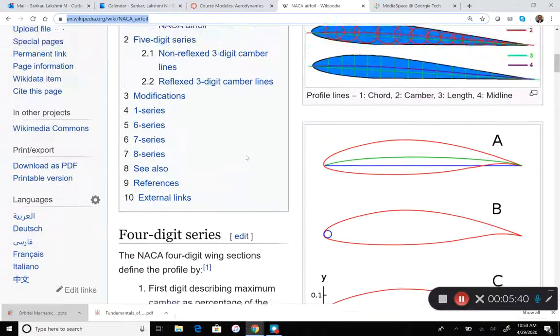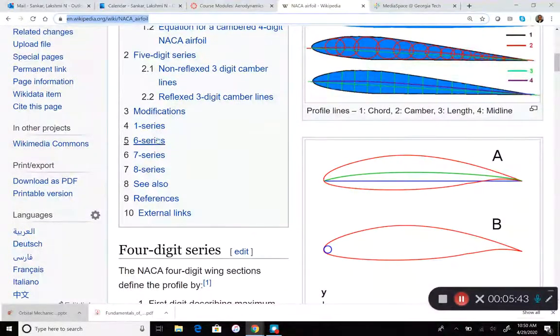NACA also has got 5-digit, 6-digit, 7, and so forth. At some point, they stopped defining their own airfoils because the industries such as Boeing, McDonnell Douglas, Grumman, and other companies started developing their own proprietary airfoils.